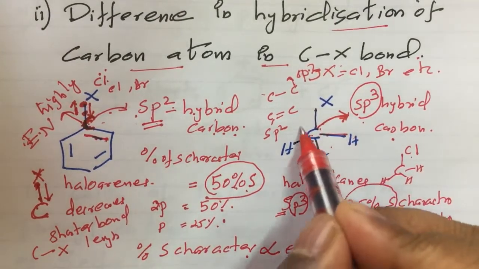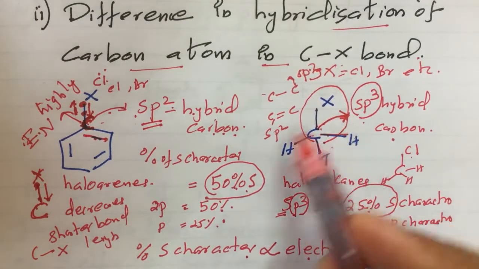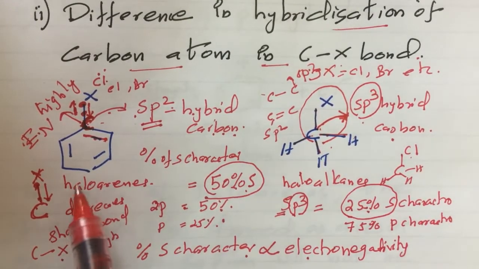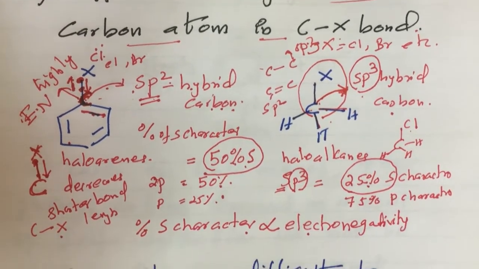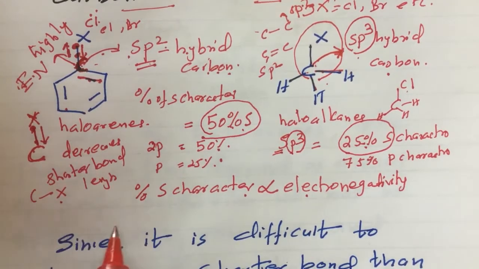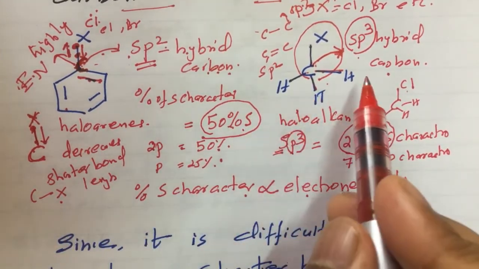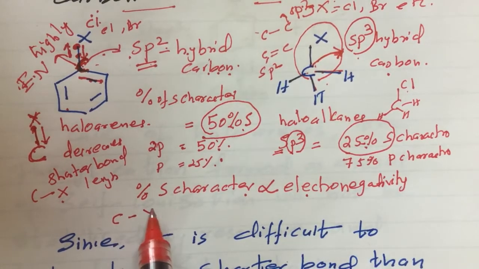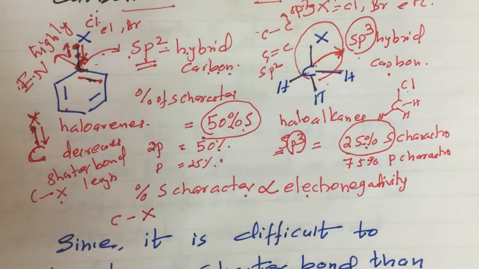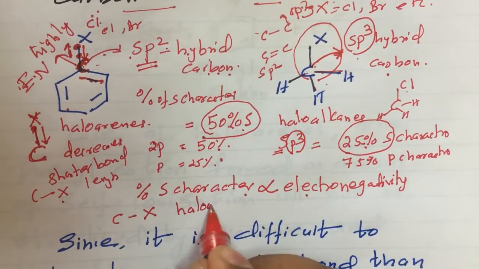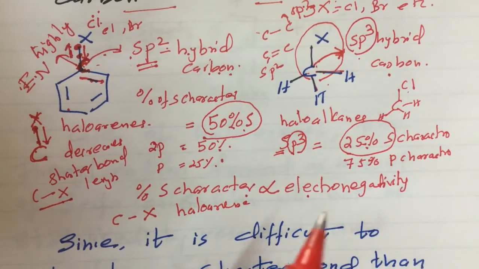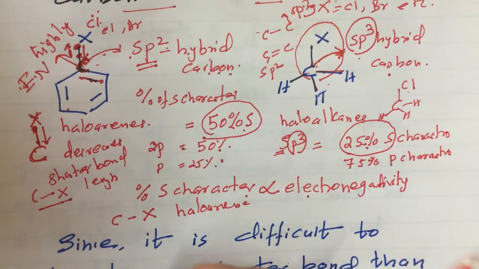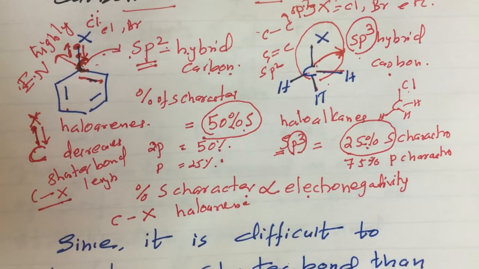But what about the C-X bond length in alkyl halide? Longer than haloarenes. Clear? Now my question is, out of haloarene and alkyl halide, which C-X bond is difficult to break? Haloarenes. Because shorter the bond length, difficult to break. If bond length is shorter, that bond become difficult to break.